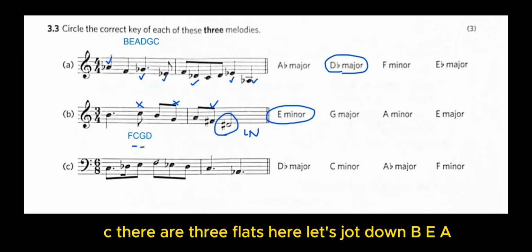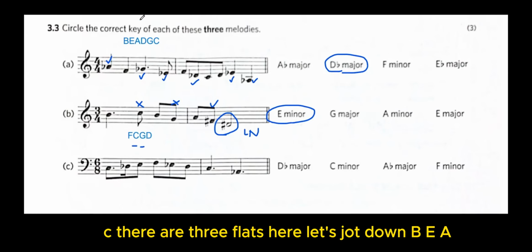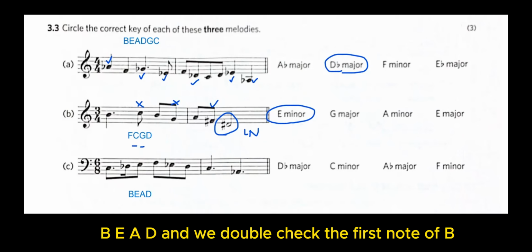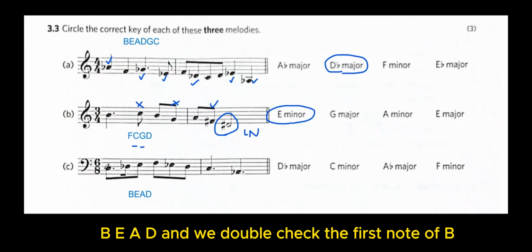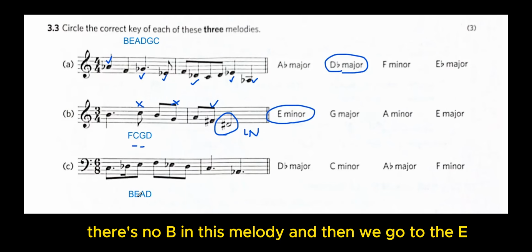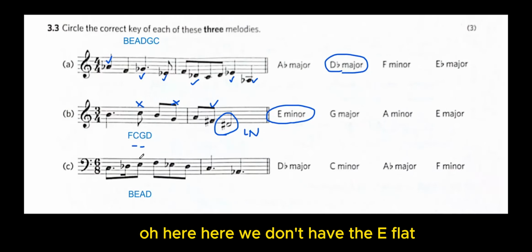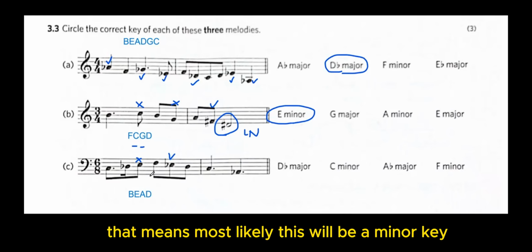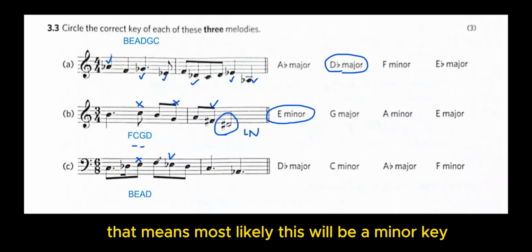C. There are 3 flats here. Let's jot down B, E, A, D. And we double check the first note, B. There's no B in this melody. And then we go to the E. Here we don't have the E flat, but there is an E flat here. So 1 E natural, 1 E flat. That means most likely this will be a minor key.